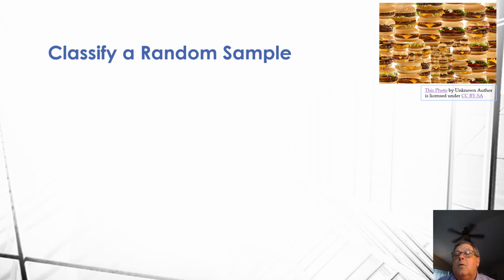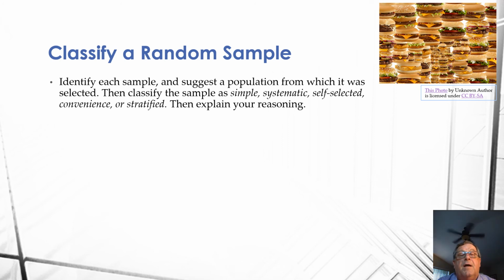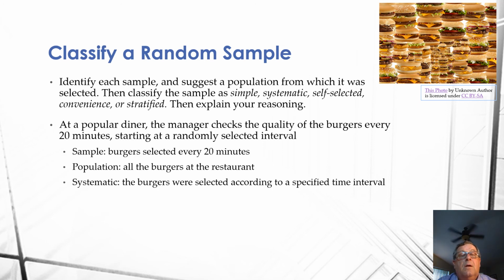Let's look at one more. A bunch of hamburgers. Yes, I'm going to eat hamburgers today. Identify each sample, suggest a population from which it was selected, then classify the sample as simple, systematic, self-selected, convenience, or stratified, and then explain the reasoning. All right, so at a popular diner, the manager checks the quality of burgers every 20 minutes, starting at a randomly selected interval.